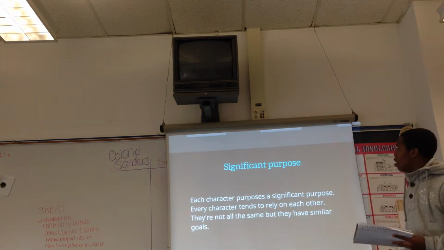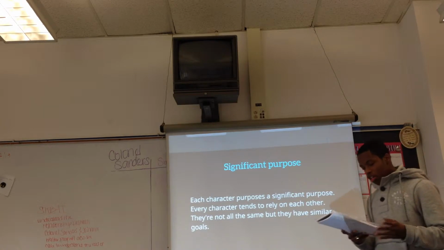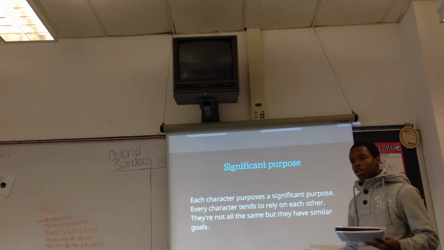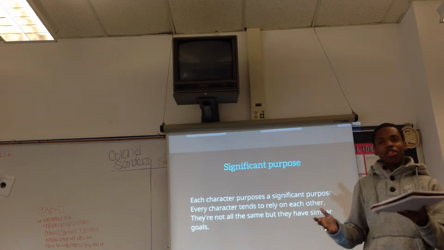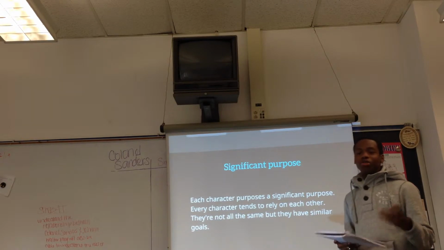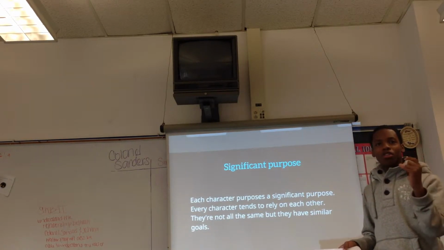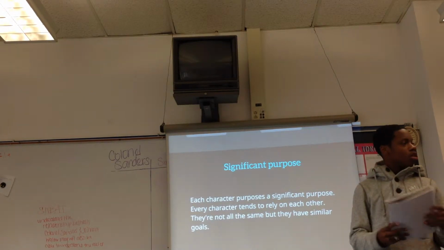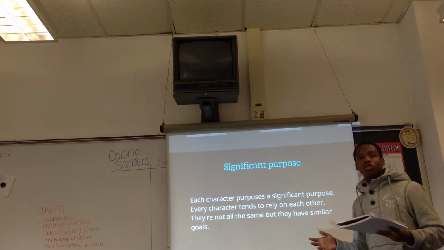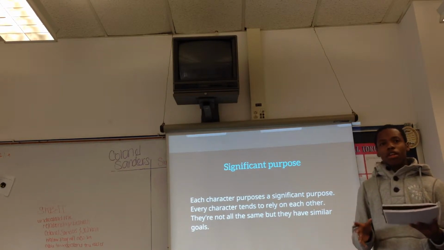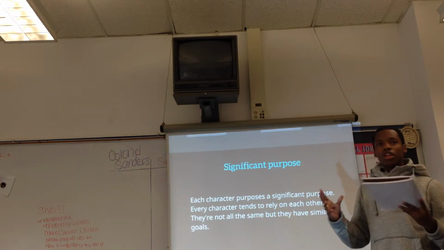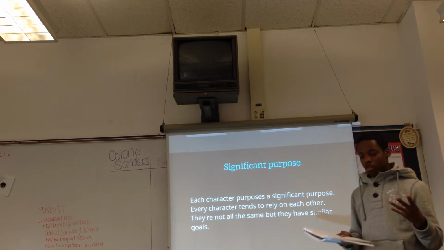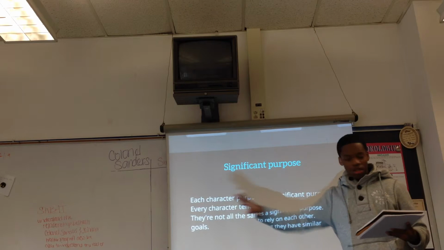Alright, significant purpose. Each character has a significant purpose in the book. Like Nakata, every character has a significant purpose. Without one character, the book would be quite confusing. Like I said, without that one piece of the puzzle, it would not be complete. Some characters in the book are more significant than others, but they all come together and complete each other. Well, that's my next topic, completeness, but don't change it yet.